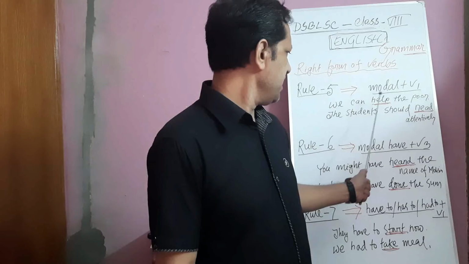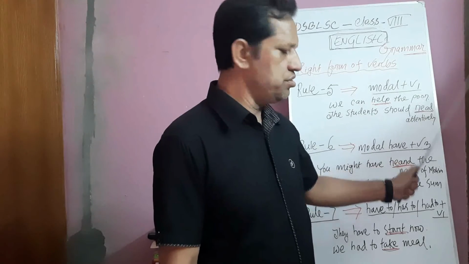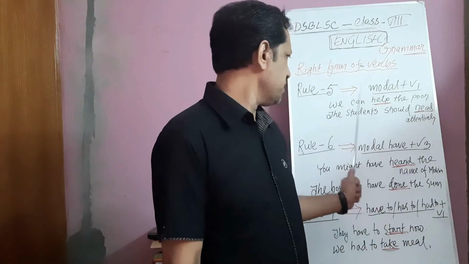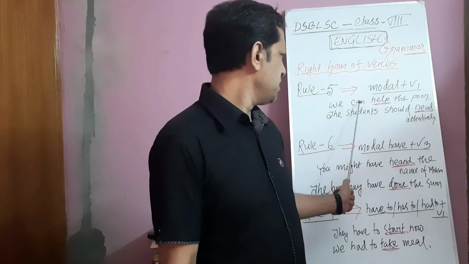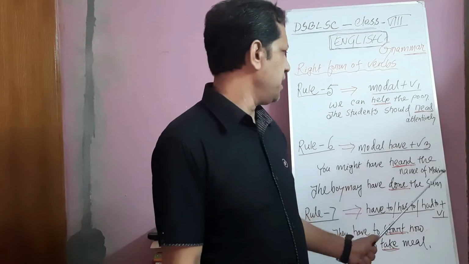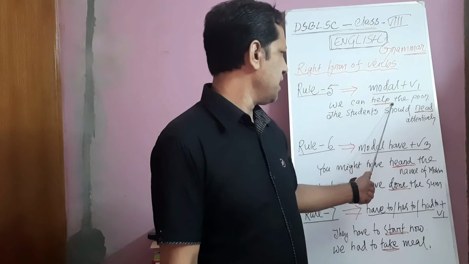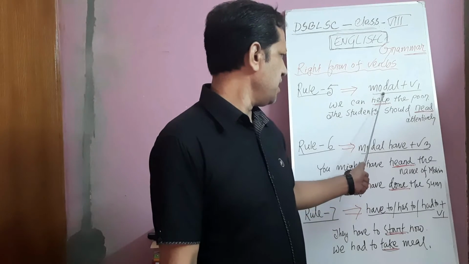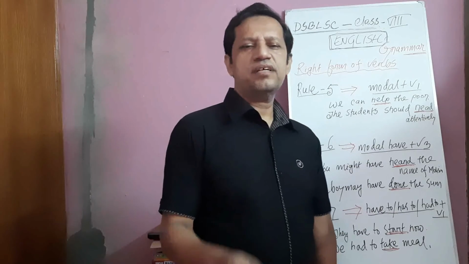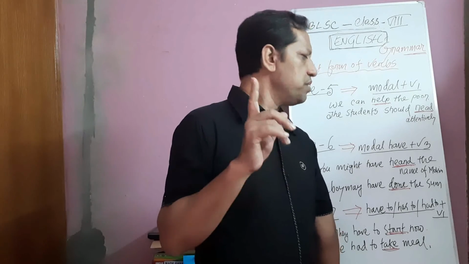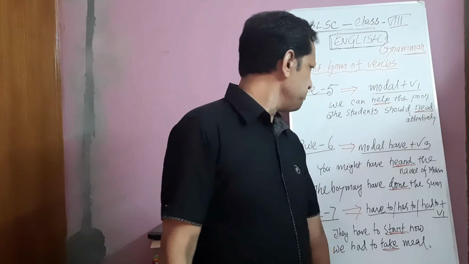We can help the poor. This is a sentence. Here in this sentence, the subject is we, the modal verb is can, and the main verb is help. So you can easily see here that the main verb help is in the form of present tense.